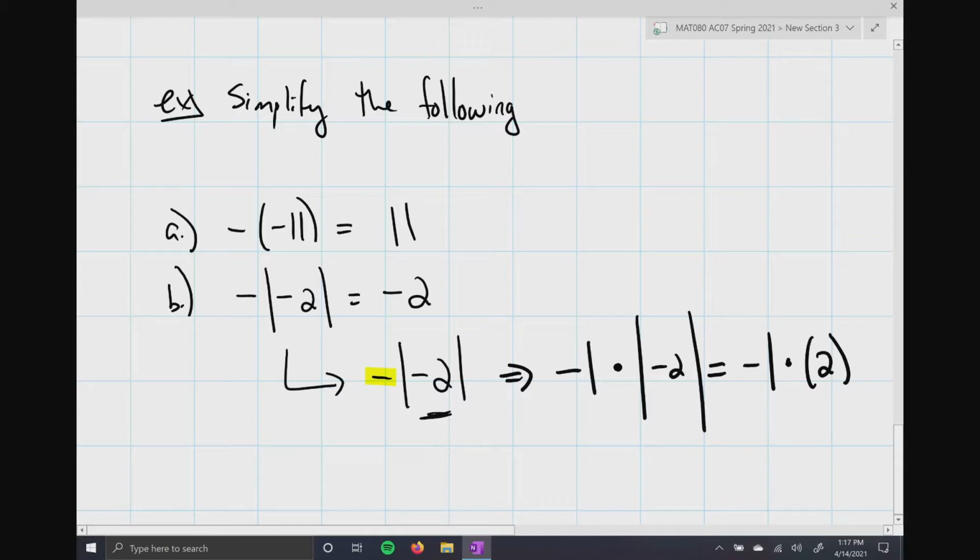Because remember, the absolute value of -2 is a distance away. So it's going to be -1 times 2, which equals -2. Does that make sense, everyone?